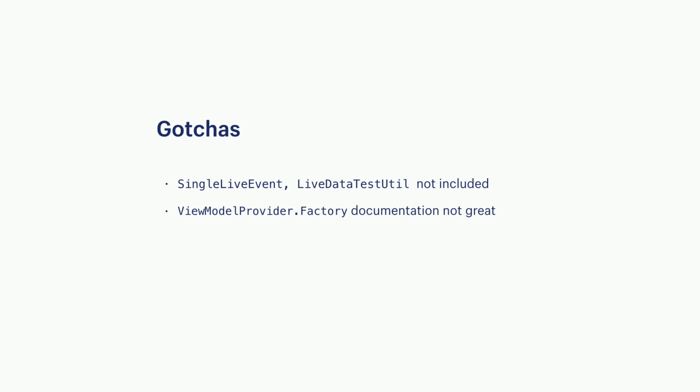Some things to be aware of. SingleLiveEvent and LiveData test utils are useful classes, but they're not included in the library. The documentation for the factory when providing constructor parameters for a ViewModel is also not great, so just something to be aware of. And you do have to implement the threading for Room yourself. And I know I keep going on about this, and I know threading is something we can all do, but we're busy. We don't have time for that.